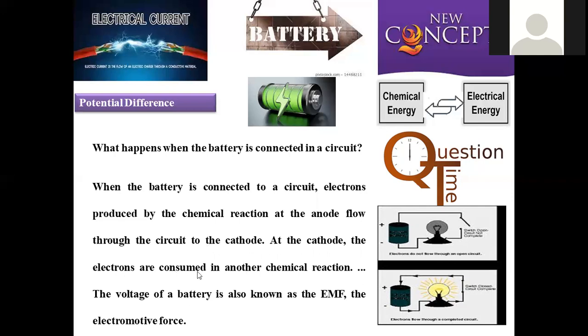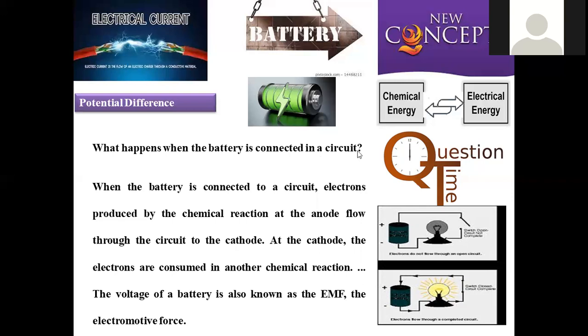At the cathode, the electrons are consumed, and in either chemical reaction, a voltage difference is generated. The generated potential difference is defined as an electromotive force. This is simply denoted as EMF.